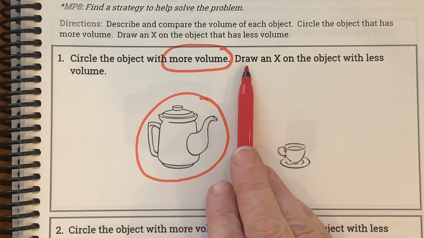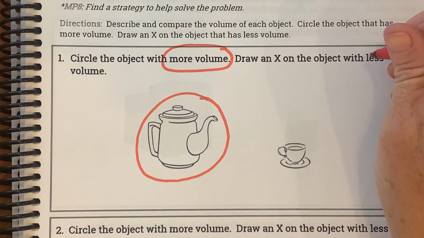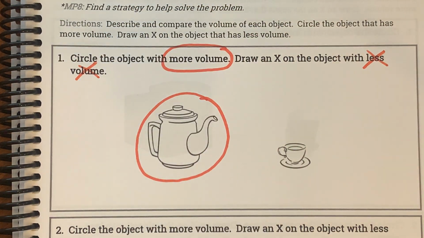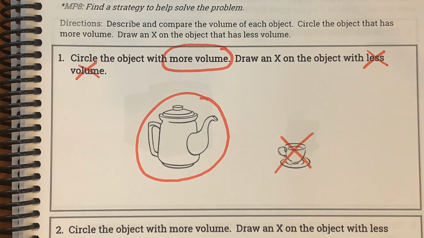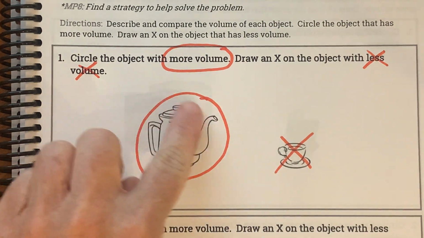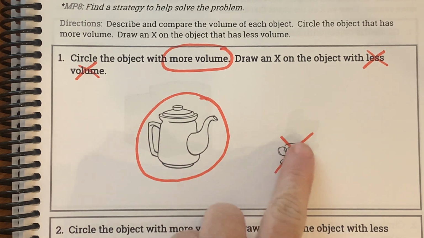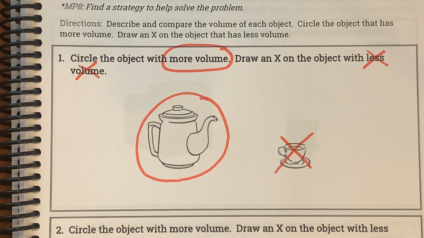Okay, our next directions say draw an X on the object with less volume. So less volume means it holds less. So we can put an X here. So I could say the teapot holds more than the teacup. The teacup holds less than the teapot. So how much does it hold? How much fits inside of it? Okay, let's look at my next problem.